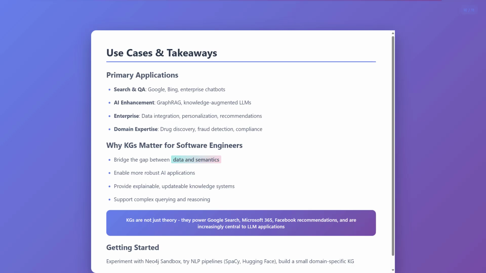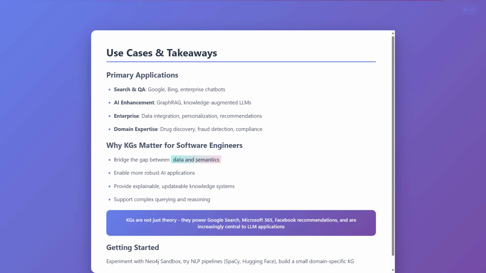Here is the key insight. Knowledge graphs bridge the gap between raw data and semantic understanding. They make your application smarter by explicitly modeling what things mean and how they relate. This isn't just theory anymore. Google Search, Microsoft 365, Facebook's recommendation systems, these are all powered by knowledge graph technology.